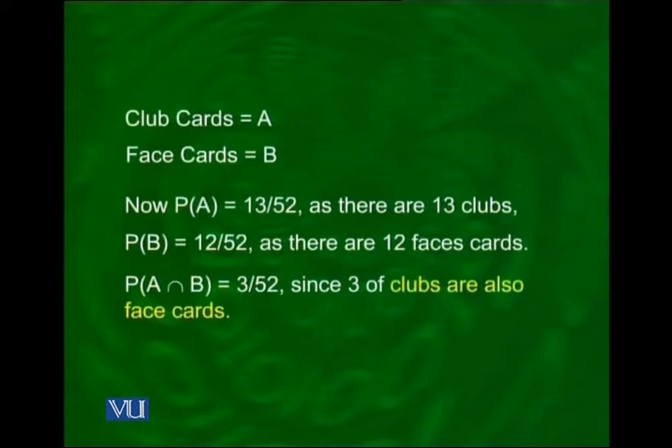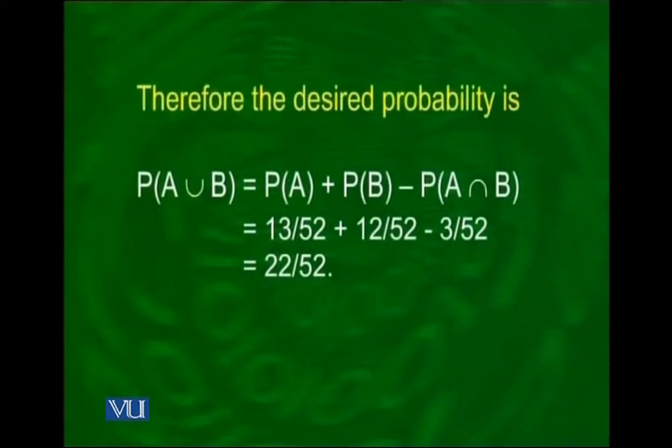Now we will substitute all these quantities into our formula. And as you now see on the screen, we will obtain the probability of A union B is equal to 13 over 52 plus 12 over 52 minus 3 over 52. That is 22 over 52.